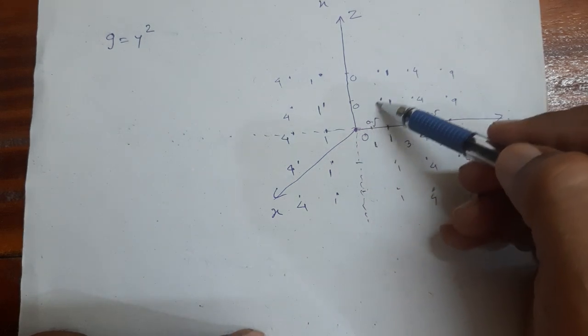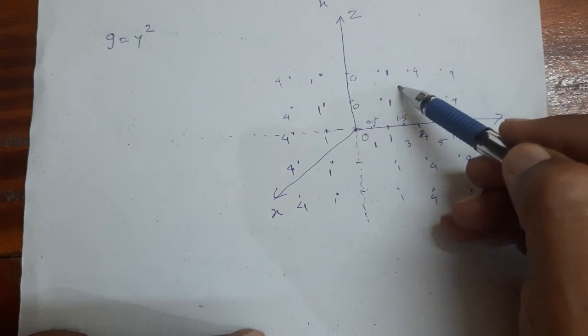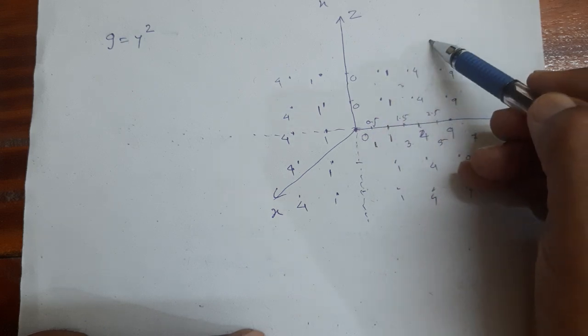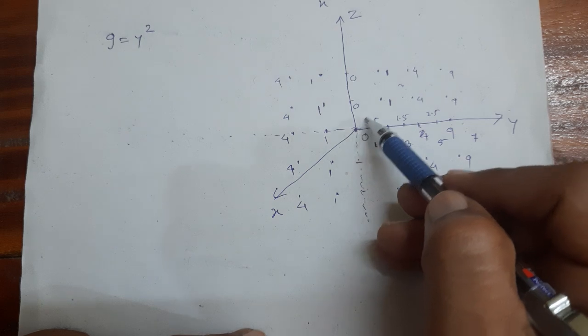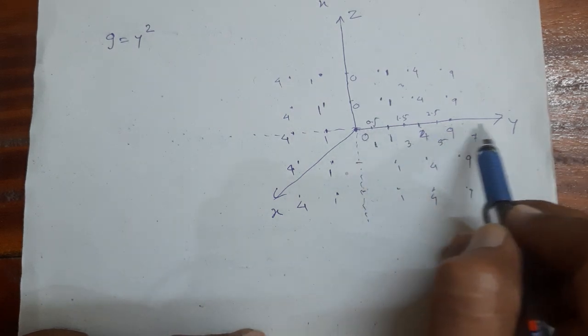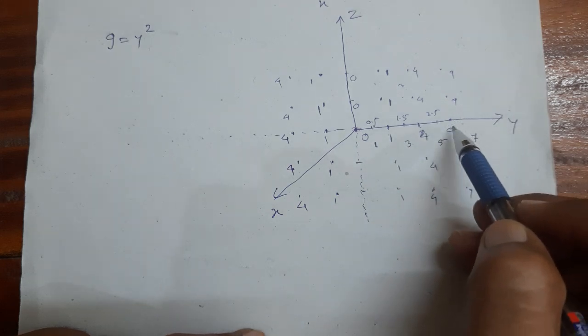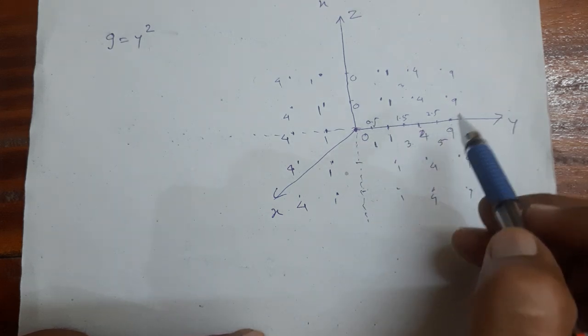See, if I travel along this direction, the value changes from 0 to 1, then 1 to 4, that means the increase is 3. But for that, I will have to move a larger distance, it is root of 2. But this is the direction, that means y is the direction along which the function changes rapidly. Correct? This function changes rapidly.